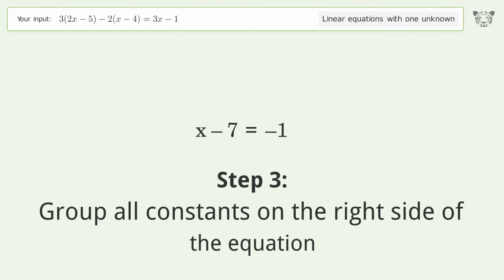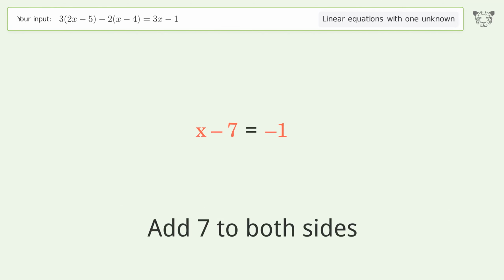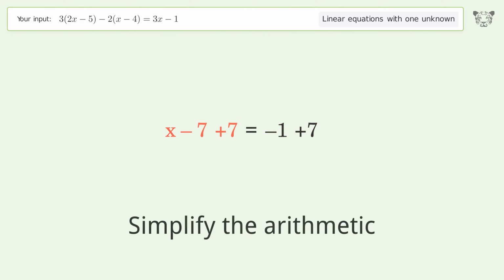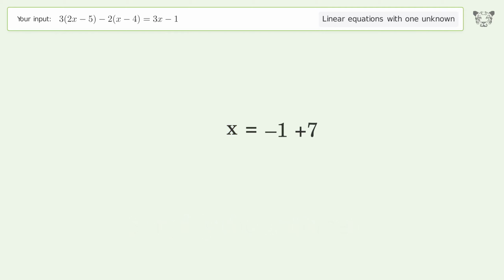Group all constants on the right side of the equation. Add 7 to both sides. Simplify the arithmetic. And so the final result is x equals 6.